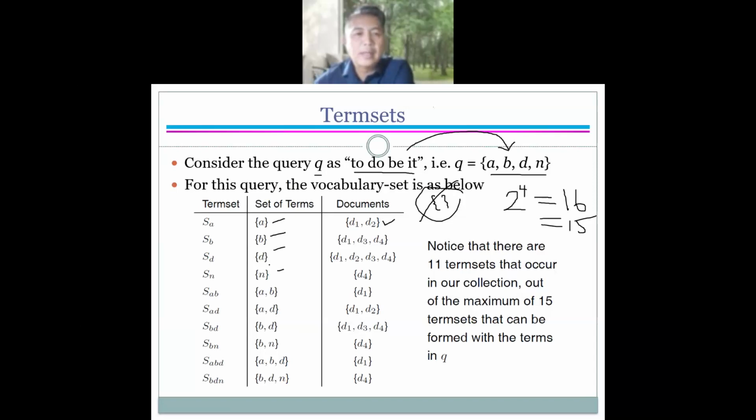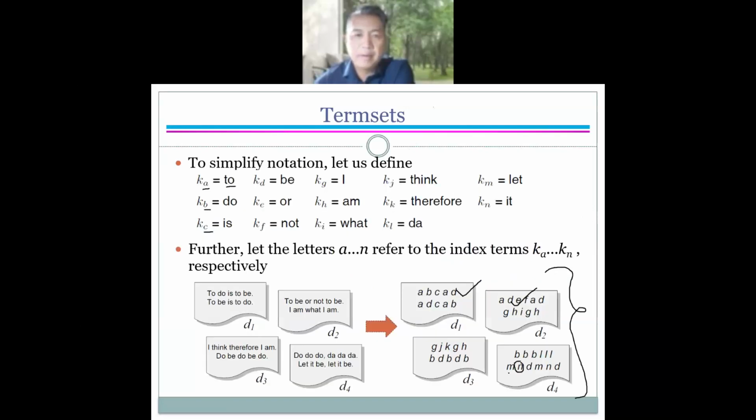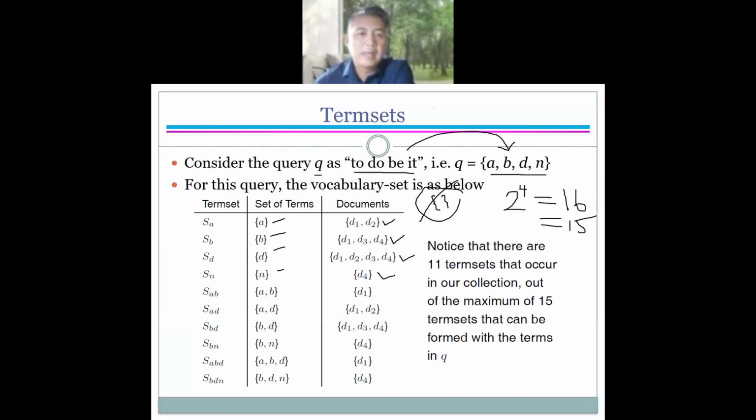Okay. So if we only use single term B, then we have this number of documents. And D, we have 4. And then N, we only have 1. Okay. And now we will continue with the combination of AB, which is this, and then the combination of AD, and then the combination of AN, and then we will continue with B, and then this one, and then finally this one.